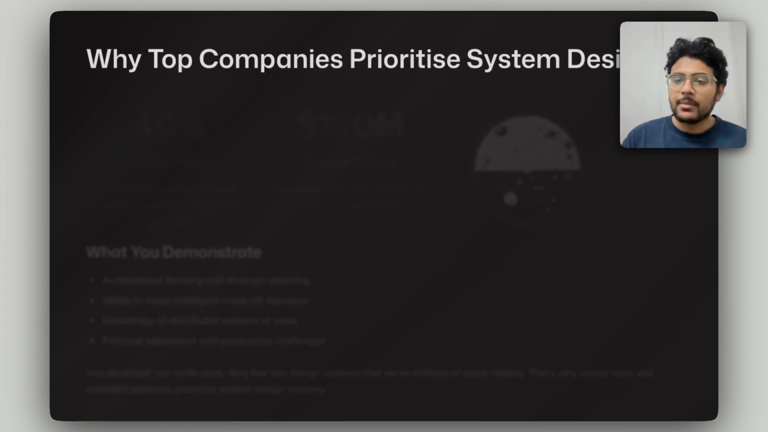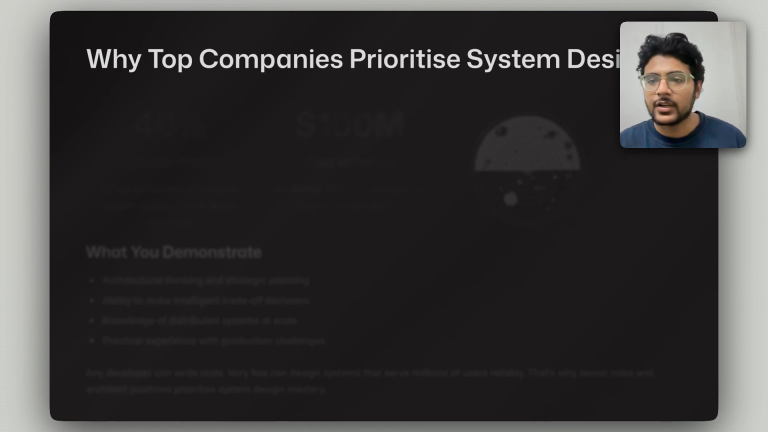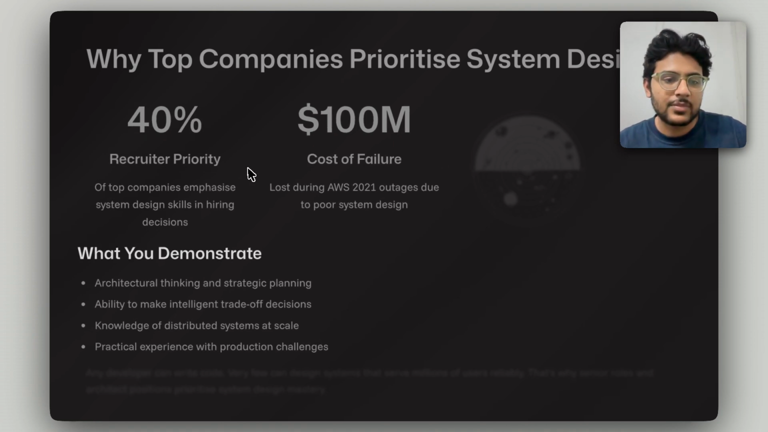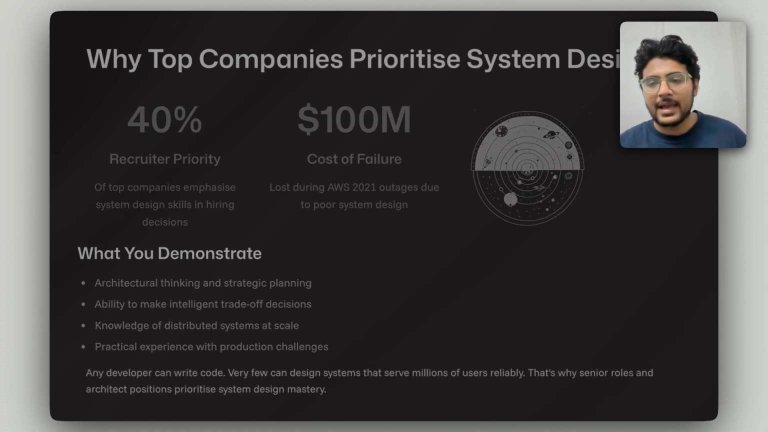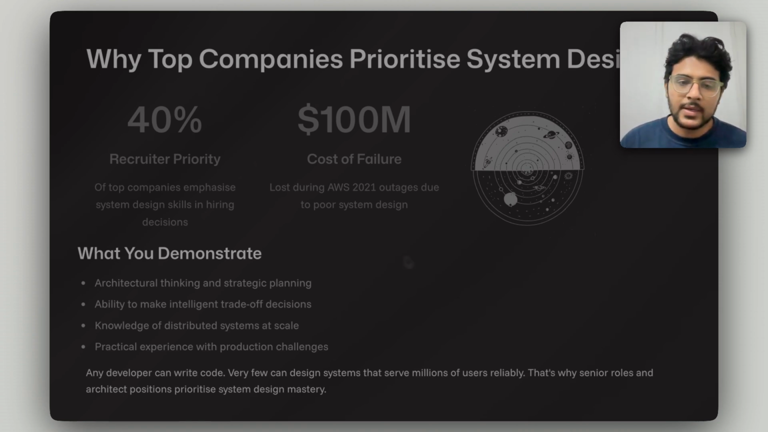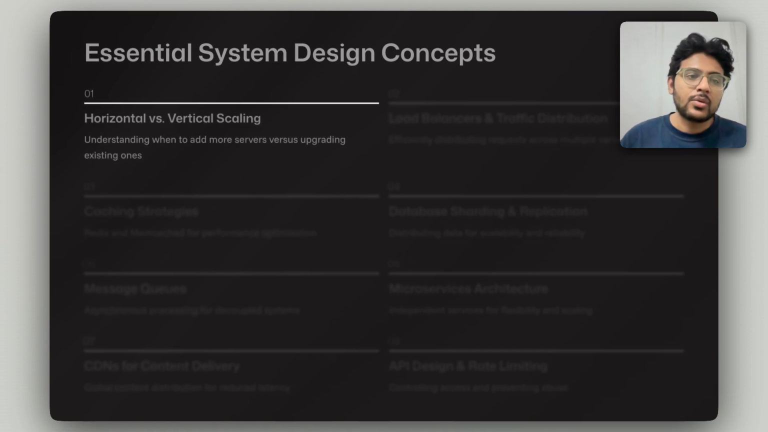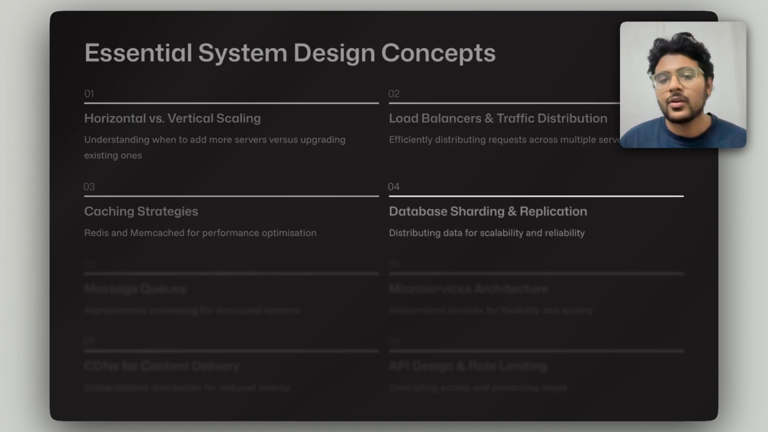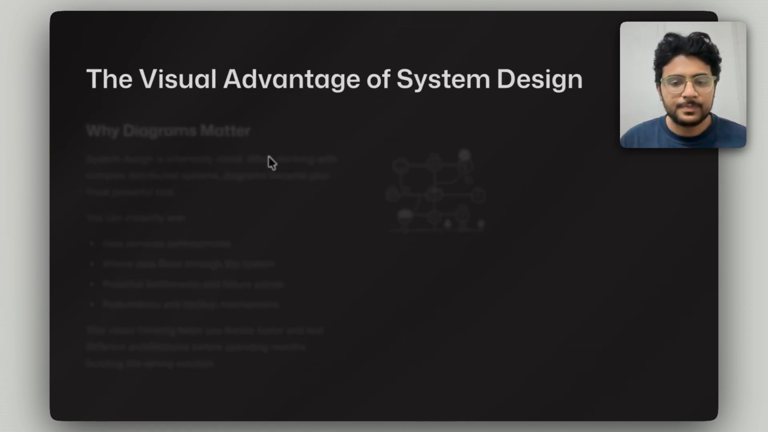So the big tech companies prioritize system design skills. If you are applying for a software development role or a senior architect role, you should have a better understanding of system design. Over 40% of recruiters prioritize system design. Any developer can write code, but very few can build an application that is going to serve millions of users. These are some essential topics you should understand while designing systems: horizontal and vertical scaling, load balancer, caching, and a whole bunch of other things you can go through.